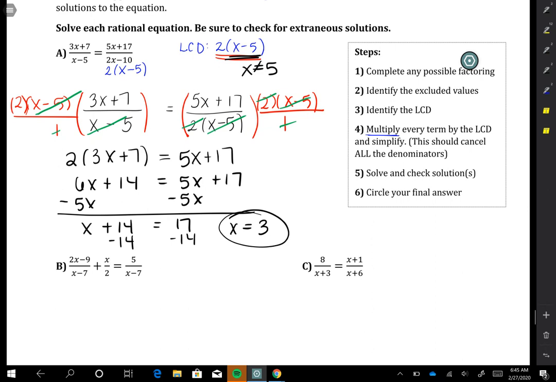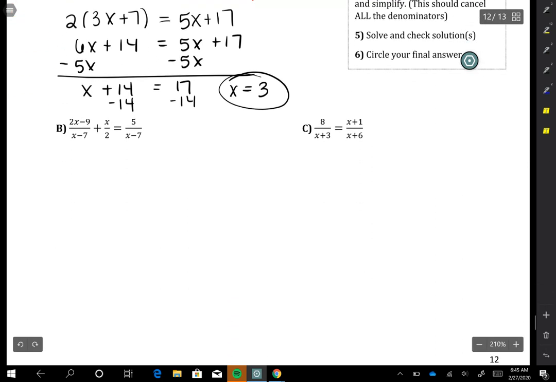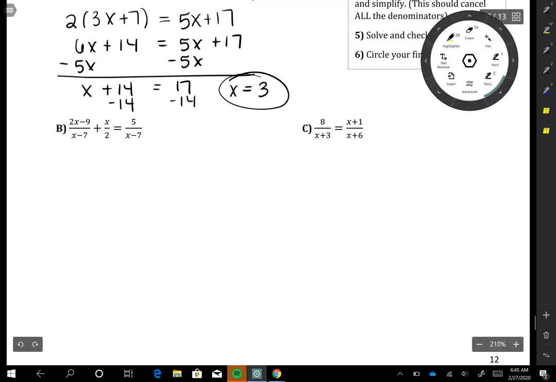All right, let's do letter B. I have 2x minus 9 over x minus 7 plus x over 2 equals 5 over x minus 7. The first thing we're going to do is identify our least common denominator. Do any factoring you can in the denominators. There's no factoring here, so let's make sure we include everything we see in the denominators. We have a 2 and we have an x minus 7. That covers everything I see.